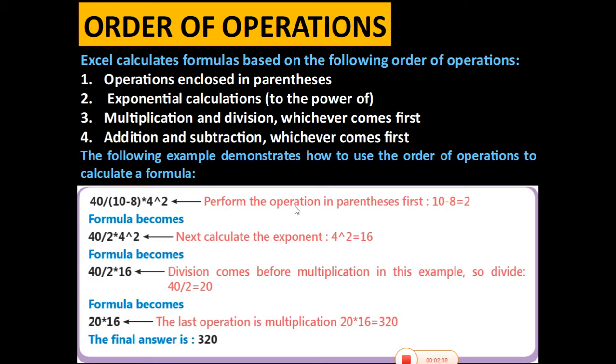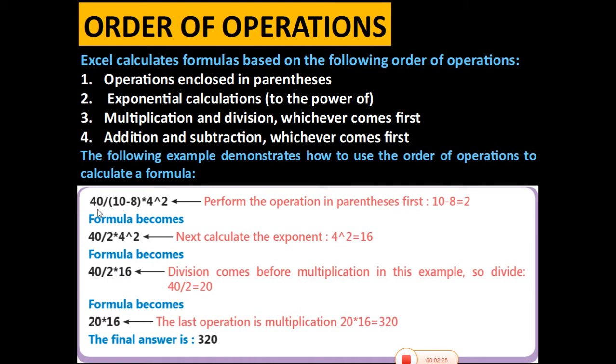Next is order of operations. Excel calculates formulas based on the following order of operations. First one is parenthesis. Parenthesis means brackets. Second is exponential. Exponential means power. Third one is multiplication and division. Fourth one is addition and subtraction.